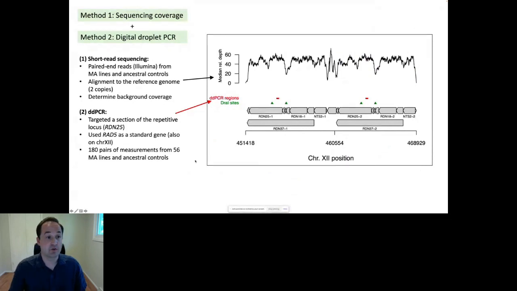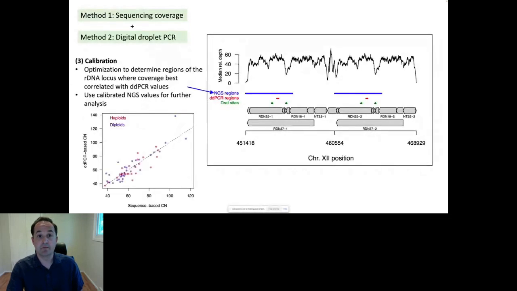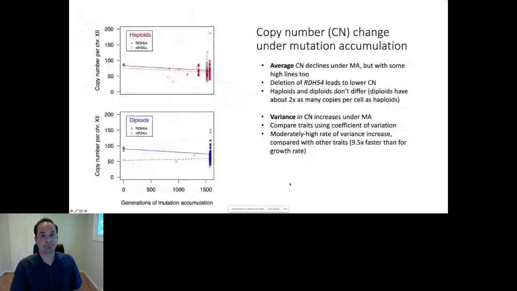We've got measurements, not from all the lines, but from many of them. And then what I did was calibrate the sequence-based estimates to the ddPCR-based estimates. So I used optimization to determine which regions of coverage we should look at in order to get a similar estimate to the ddPCR values. And so that turns out to be these blue regions here. It's not the whole locus. And we get a pretty good fit between our 2 methods.